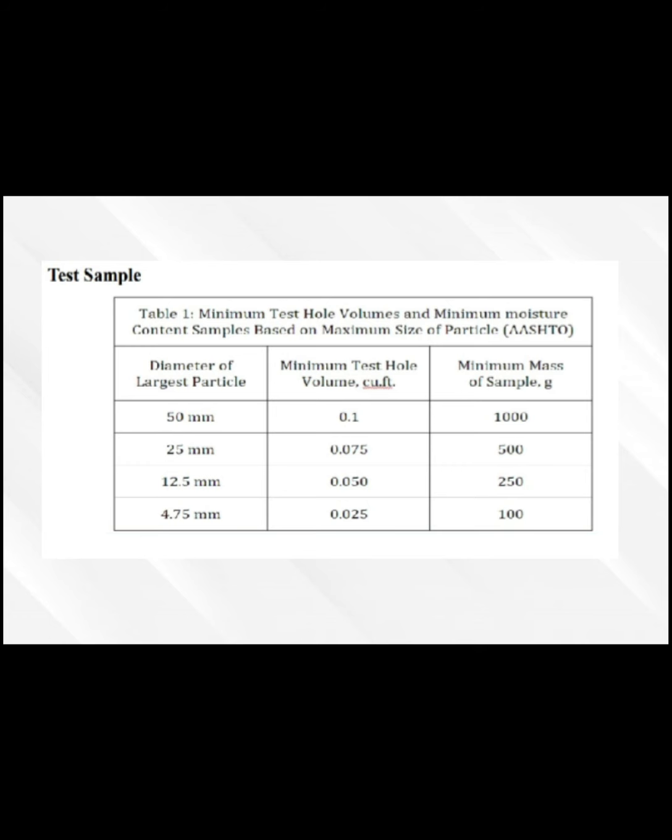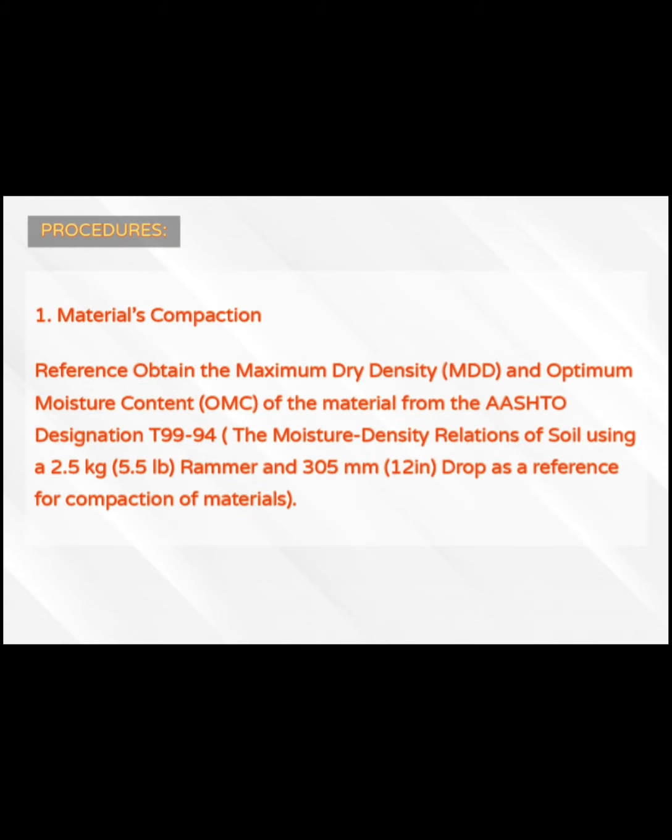For the procedure, first is the material's compaction reference. Obtain the maximum dry density and optimum moisture content of the material from AASHTO designation T99-94, the moisture-density relation of soil using a 2.5 kg rammer and a 305 mm drop, as a reference for compaction of materials.